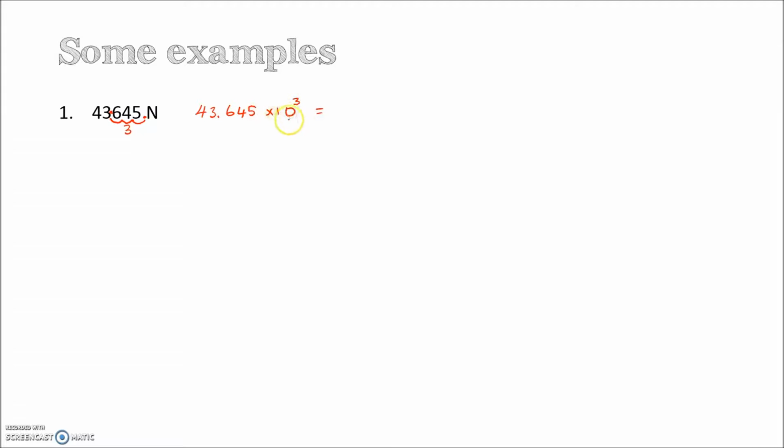Okay, and now we can use the prefix. The prefix for times 10 to the 3 is kilo, and that will be newtons. Alright, so we can write 43.645 kilonewtons.